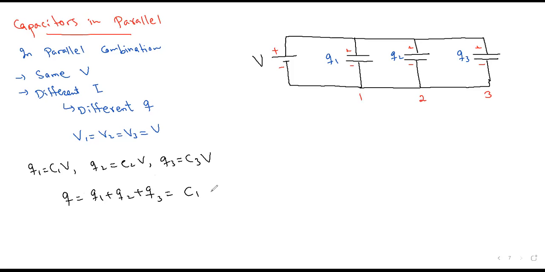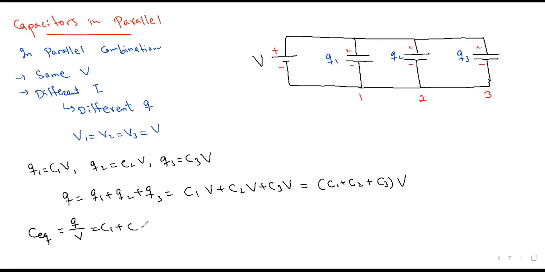So this will become C1V plus C2V plus C3V. By taking V common, (C1 plus C2 plus C3) times V. Let me call this equivalent capacitance, and this will be C1 plus C2 plus C3.